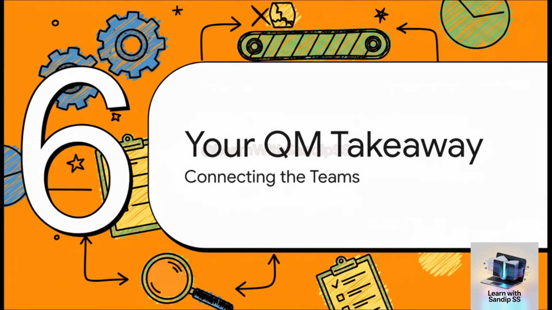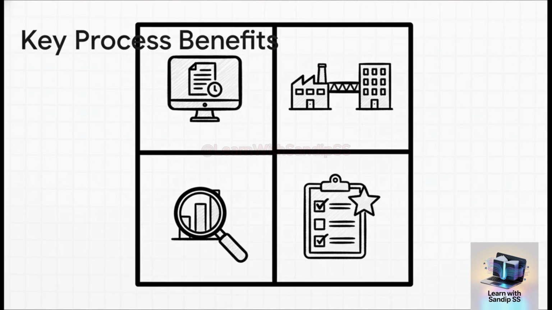Okay, so we've walked through the step-by-step process. Now, let's just zoom out for a second and look at the big picture. What's the real strategic value of handling defects this way? The benefits really boil down to 4 huge things. First, you're building a direct digital bridge between the shop floor and engineering. No more miscommunication. Second, you get a perfect digital paper trail.